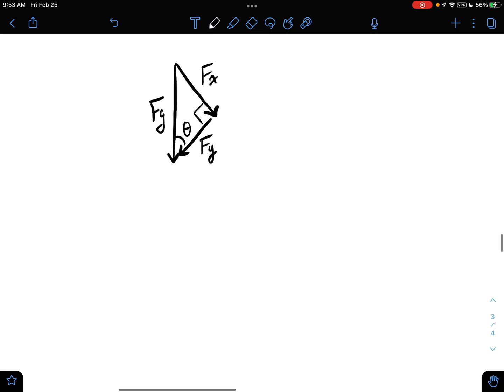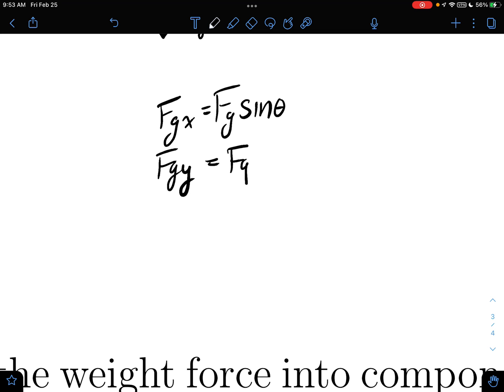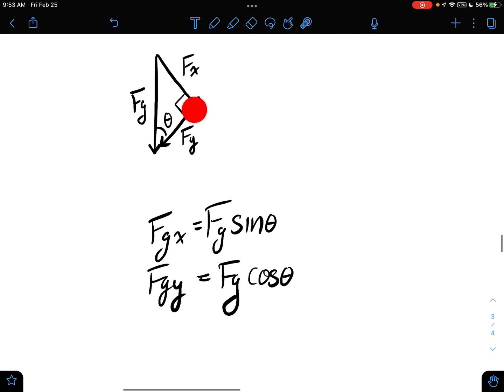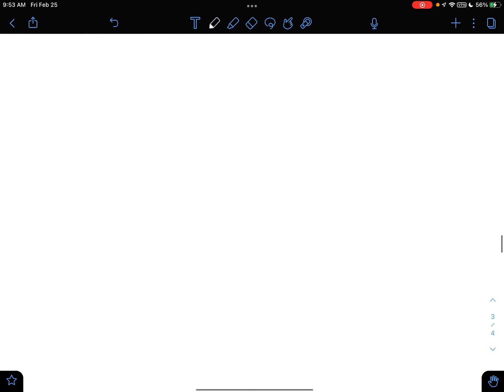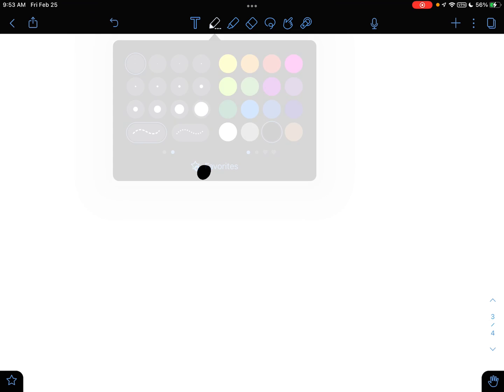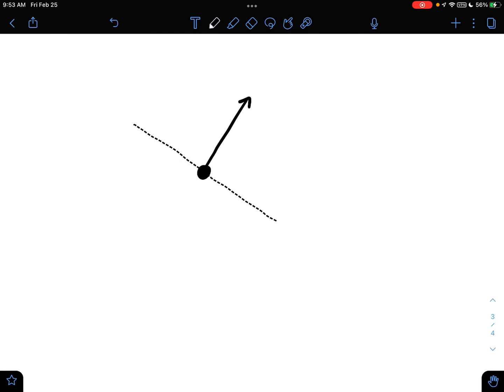So our FGX is going to be FG sine theta, and our FGY is going to be FG cosine theta, but negative, because I said up was positive, so that's going to be negative there. And now I'm just going to redraw this force diagram with our components to make it easier to visualize later. So if I draw the table here, we have our normal force and our friction force and our gravity in the x and our gravity in the y. So this is FGX, FGY, Fn, and whatever kind of friction we have.